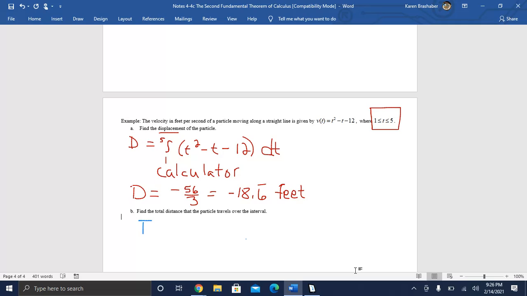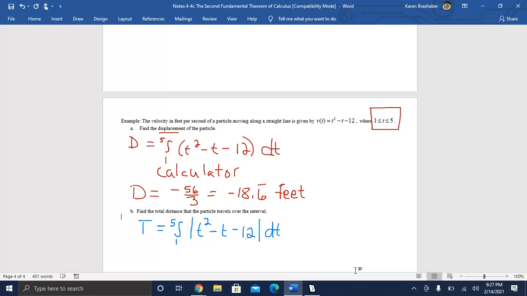And then for part B, using that same information, it wants the total distance that the particle traveled over the interval. So I'm going to use a t for total distance. Again, I'm going to integrate from 1 to 5, but this time instead of integrating just the velocity, I'm going to integrate the absolute value of the velocity. So make sure when you're using your calculators for this, after you type in your integral sign, that you select absolute value of the function. So we would do the absolute value of t squared minus t minus 12 dt.